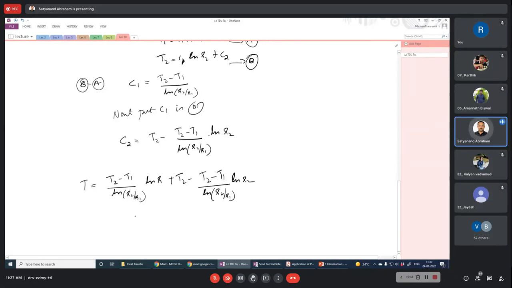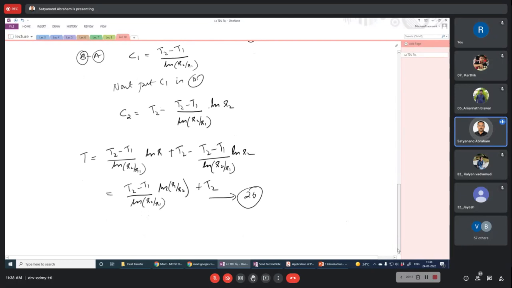We are just rearranging it a little bit. We can take T2 minus T1 divided by ln R2 by R1 as common. So in that case, we can write ln R minus ln R2. Since we have a minus, we can convert it to ln of R by R2, plus T2. We can call this 26. So this is the temperature profile variation within the cylinder. We can see that it is a function of ln R. Is that clear?